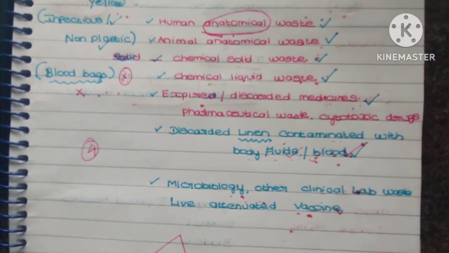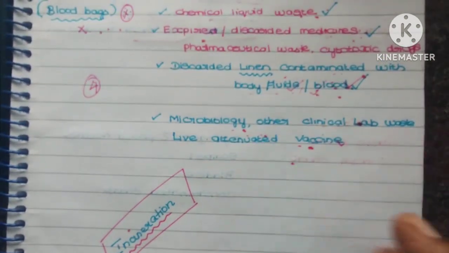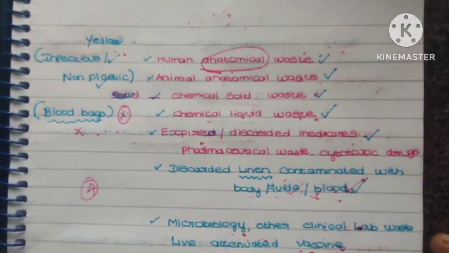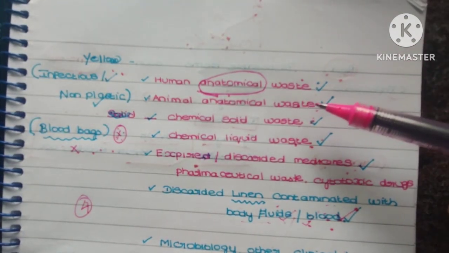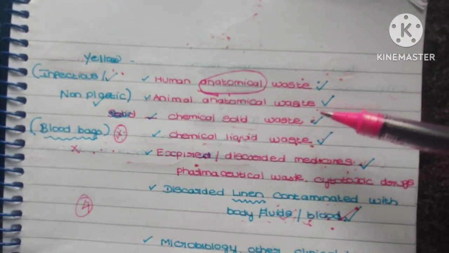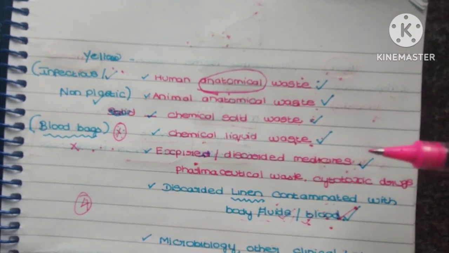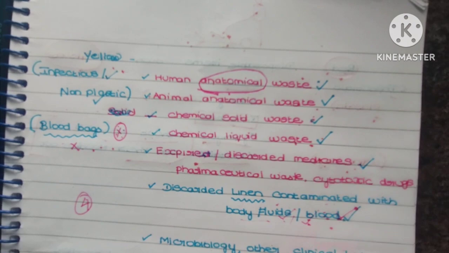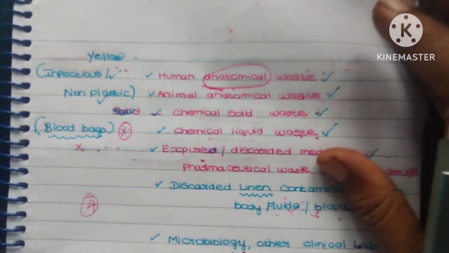You can remember the process is called incineration. Generally, in the Hindu religion, all dead bodies are incinerated, right? We either burn it or dump it in some form. So we are incinerating the yellow waste.